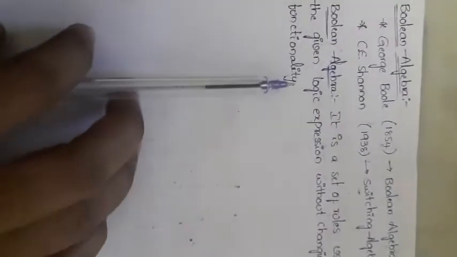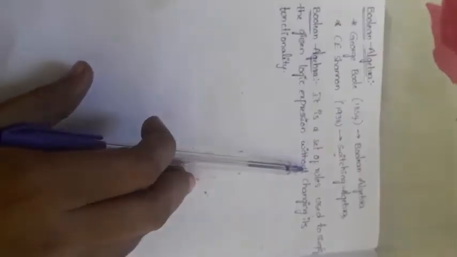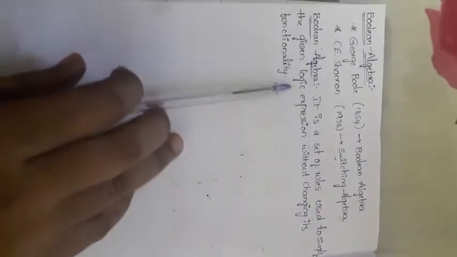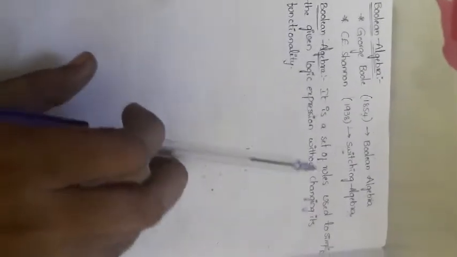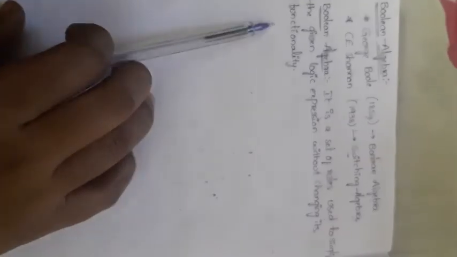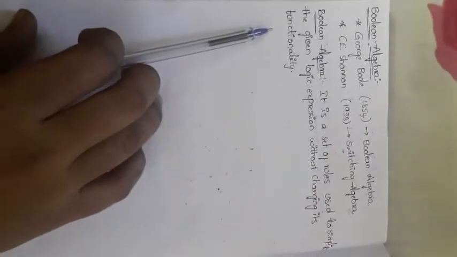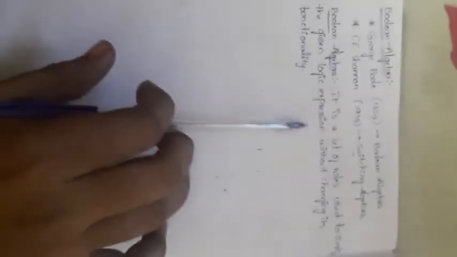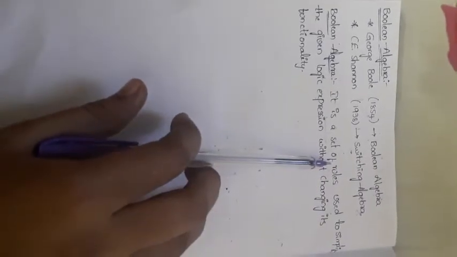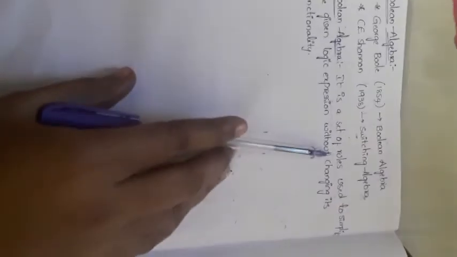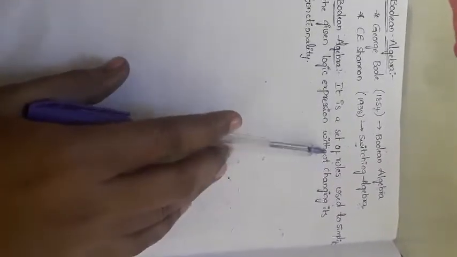Next, the first thing is Boolean algebra. What is Boolean algebra? Boolean algebra is a set of rules used to simplify a given logic expression without changing its functionality. So we define a logic expression by using some set of rules, without changing its functionality. It is nothing but a set of rules.